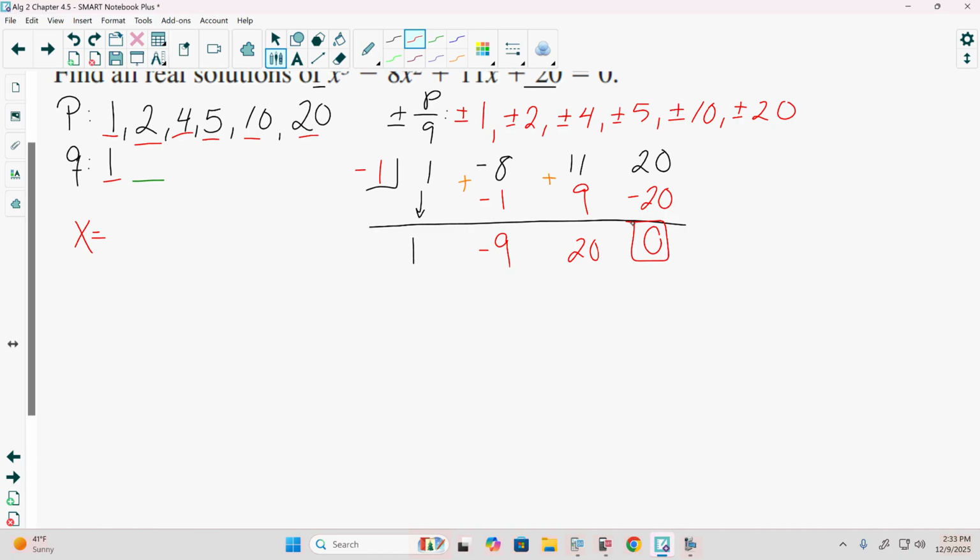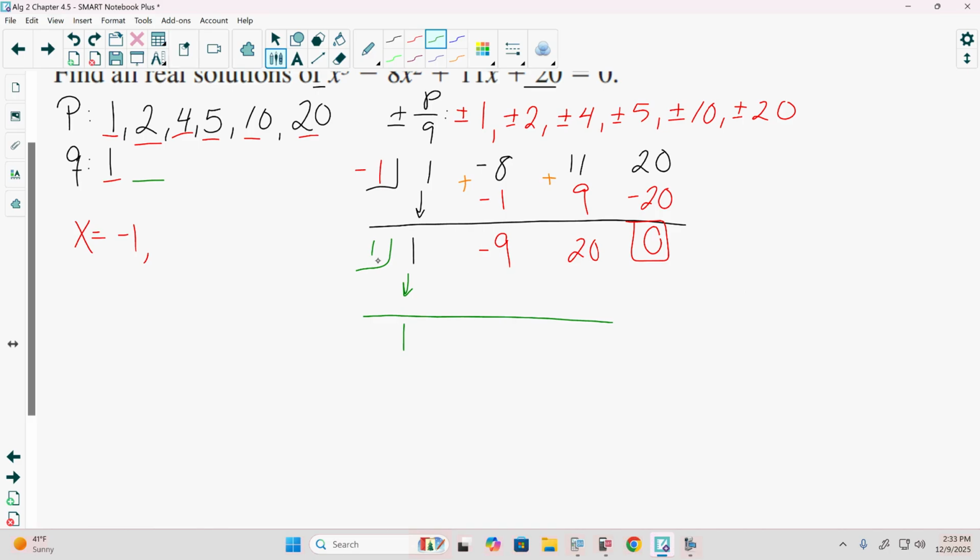Questions on this so far? So all we know for sure is negative 1 works, yes? I can tell you this, 1's not going to work on the next one. If I did synthetic division again, since positive 1 did not work on the first set of synthetic division, it's not going to work here. If it's not a solution at the start, it's not going to be at any of the steps.